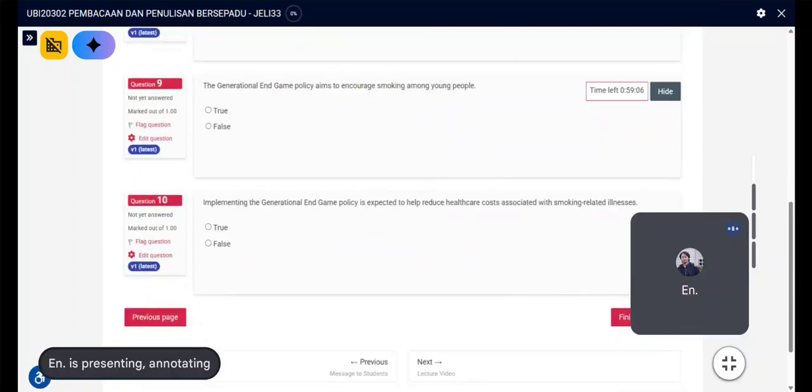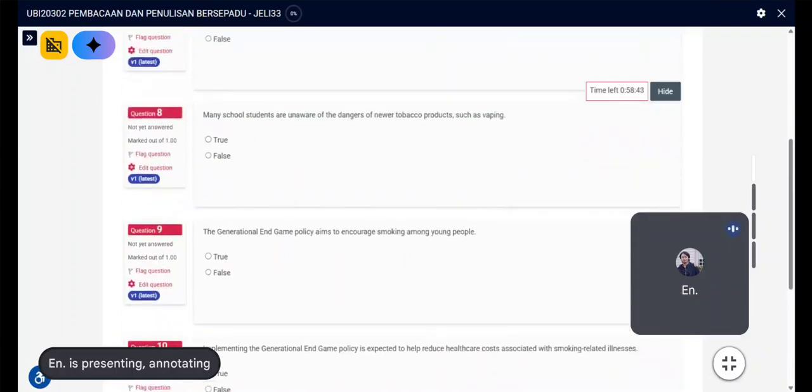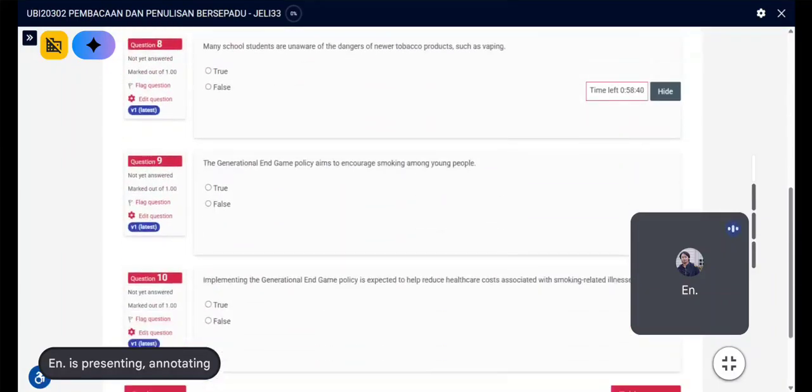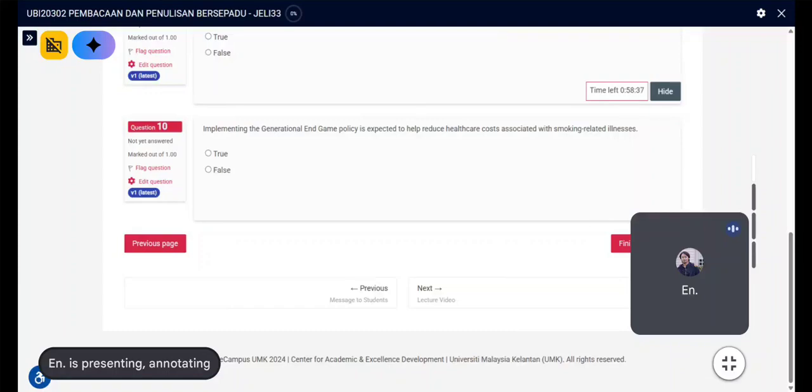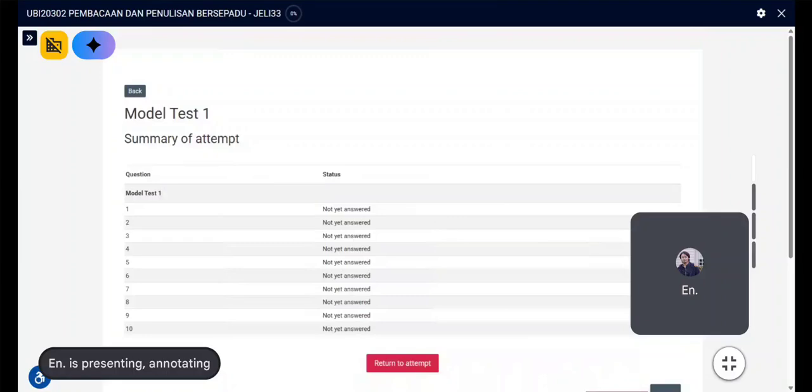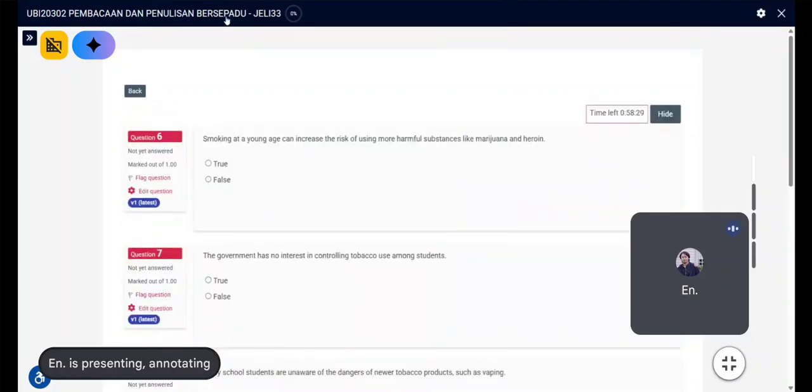Remember, for this particular test, we're going to have multiple choice questions, true false questions, and open-ended questions. These are the types of questions that will be asked. In the real test, there will be around 24 to 30 questions altogether. So I need you to familiarize yourself with the questions. Once you have done everything, finish attempt, return to attempt, and submit if it is the real one.